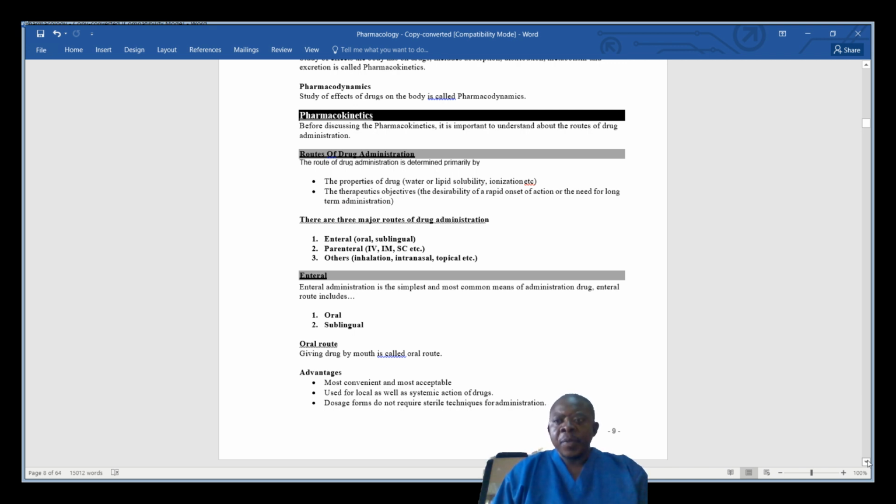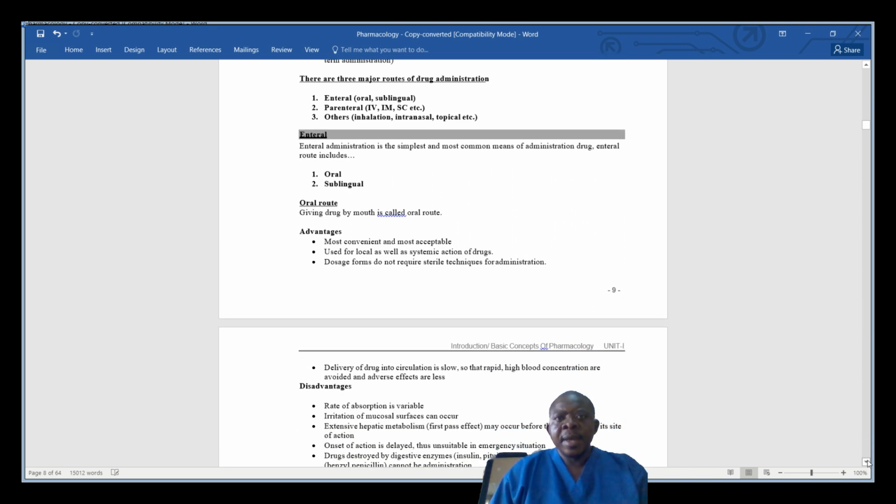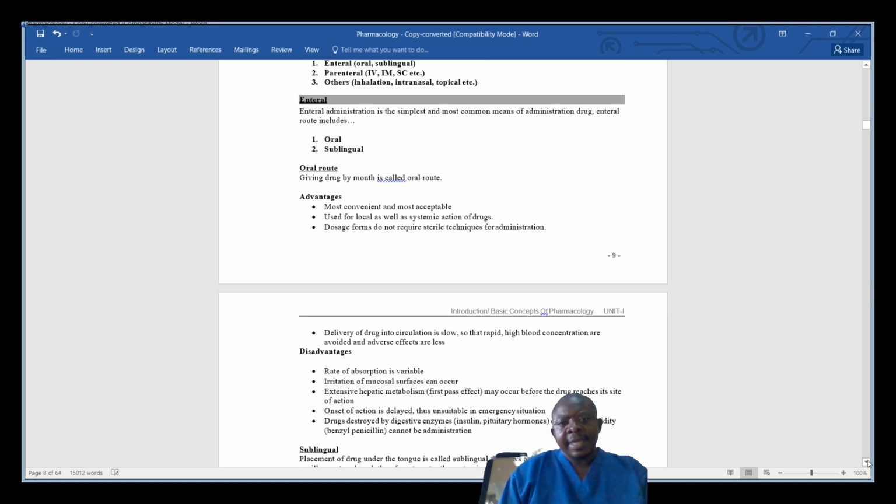Now when we talk about enteral as a route of administration, it is the simplest and most common means of administration of drugs. Enteral routes include oral and sublingual. When we talk of the oral route, you are giving the drug by mouth. Let us now appreciate the advantages of using the oral route for drug administration. What are the advantages and what are the disadvantages?